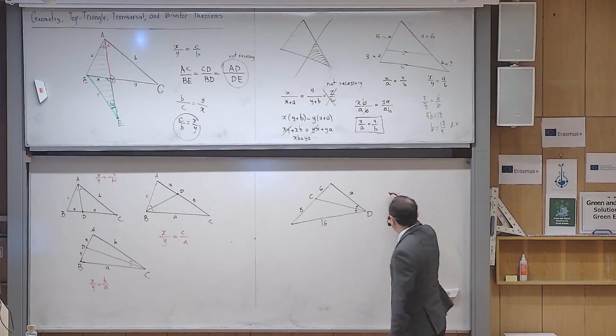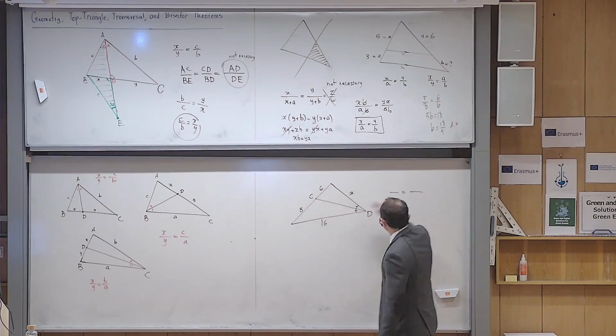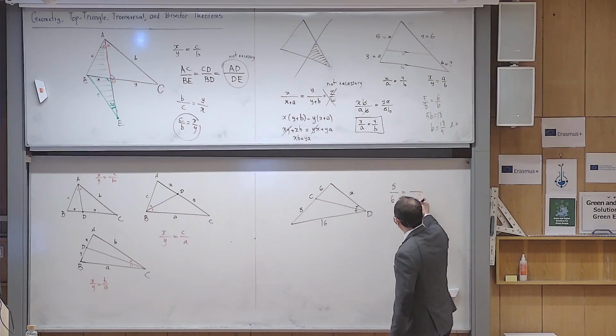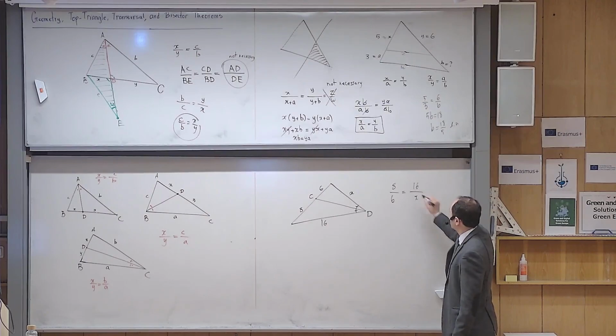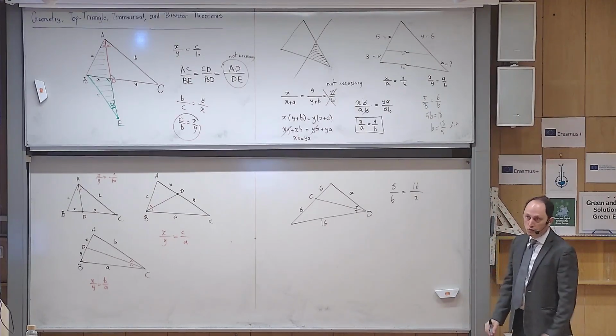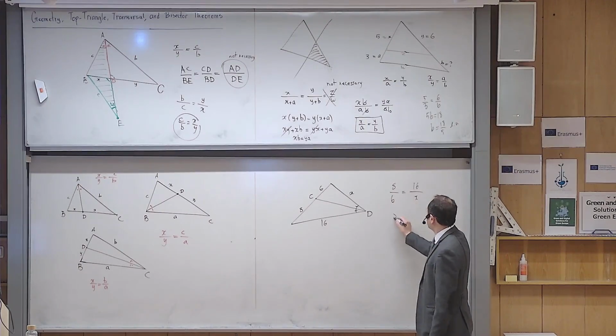So what should I write? 8 over 6. If you decide to write 8 over 6, that's okay. But then you have to write which one over which one? 16 over x. That's correct. Or you could choose to write the other way around. So anyway, 8 times x is equal to 6 times 16.